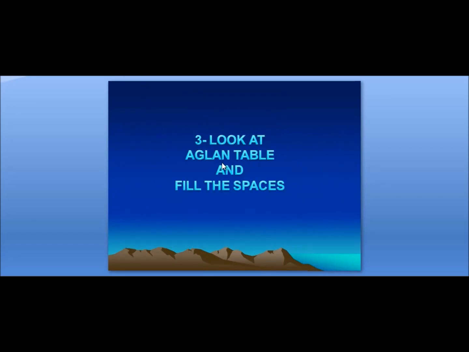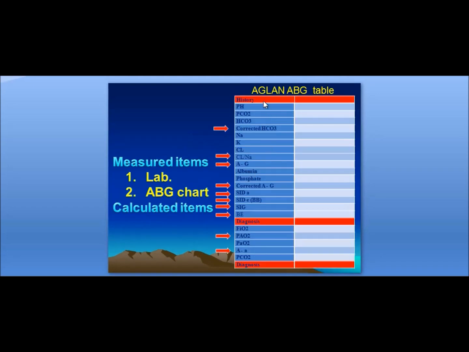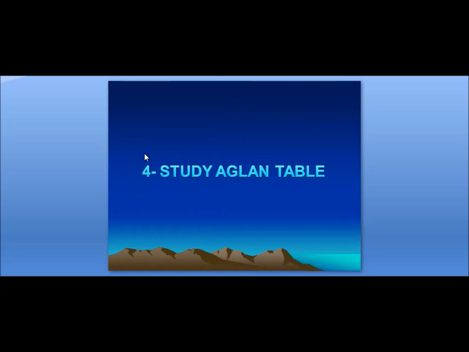Number 3, look at the Aglan table and fill the spaces. These spaces are of 2 kinds. Number 1, the measured items will be taken from the lab investigation and the ABG chart. Then the calculated items, with these red arrows, you have to calculate before starting the Aglan ABG table. Number 4, study the Aglan table.